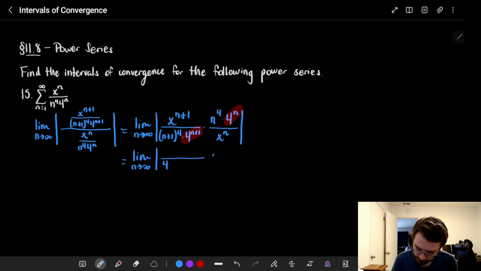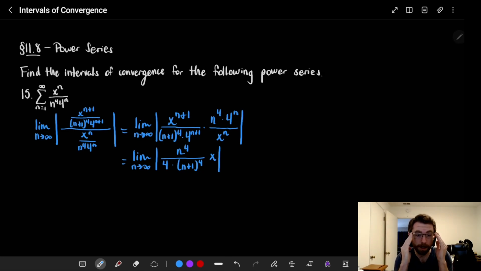I said there'd be an x left over. I'm going to put that out back. You'll see why in a second. So that handles the x's. That handles the powers of 4. I also need to handle the powers of n, or n plus 1. Let's just write that out. n to the fourth and n plus 1 to the fourth hang around. And that looks good to me.